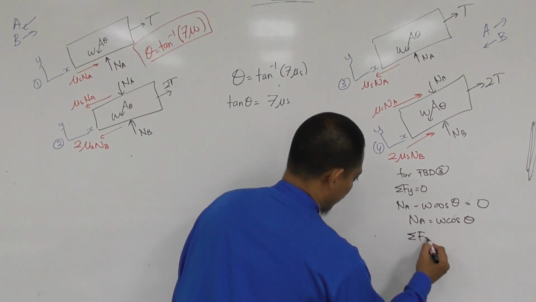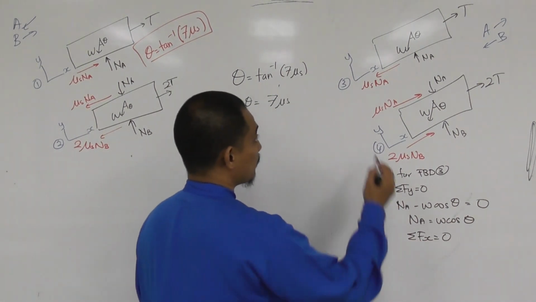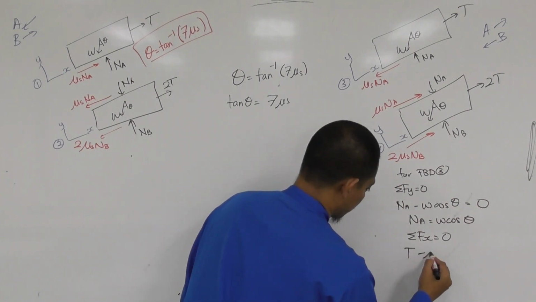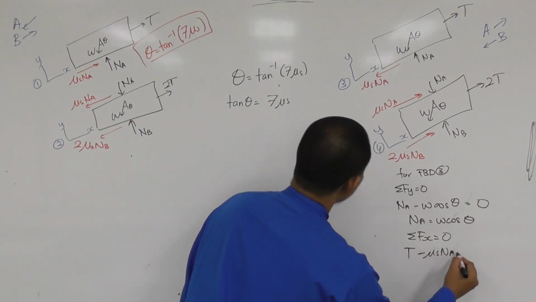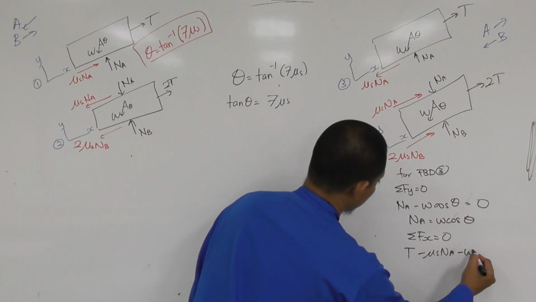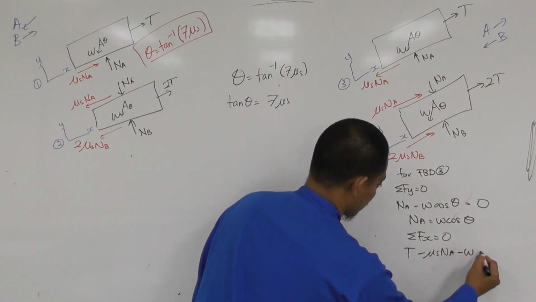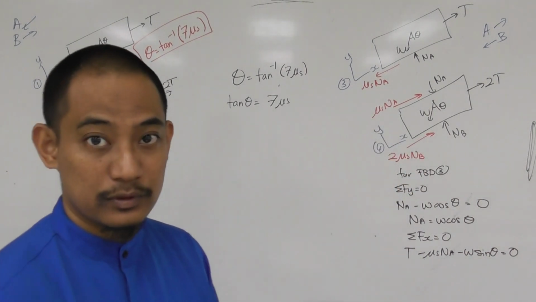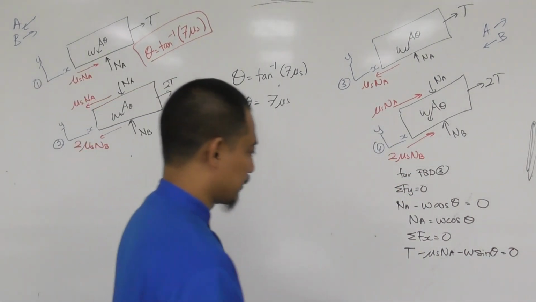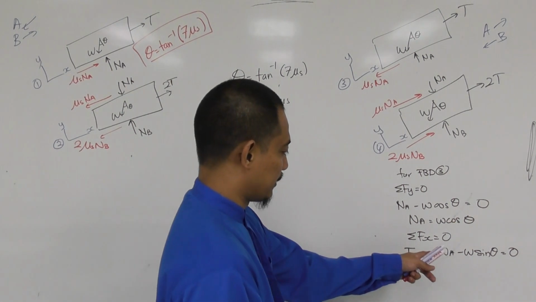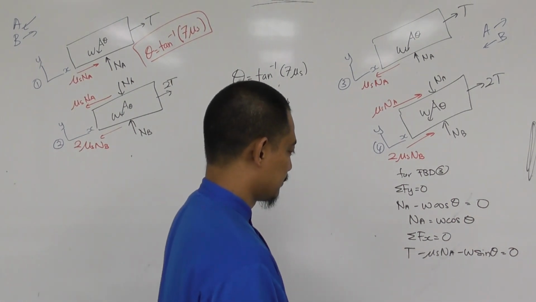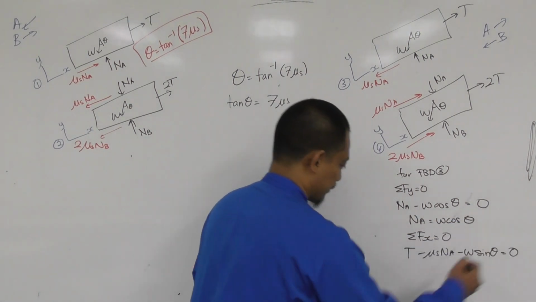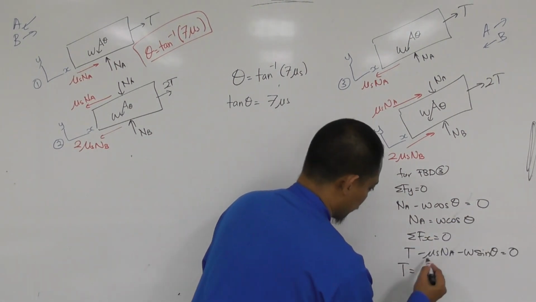summation of Fx equal to 0. So basically we have T minus mu s NA minus W sin theta equal to 0. In the frame yet? Okay, we have another line you can do, right? So T minus mu s NA minus W sin theta. Right. So if I bring everything there, T equal to mu s NA.